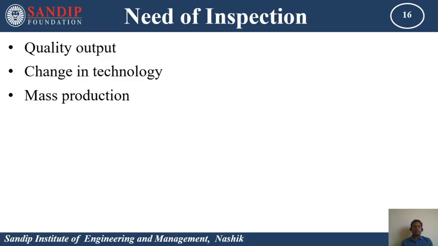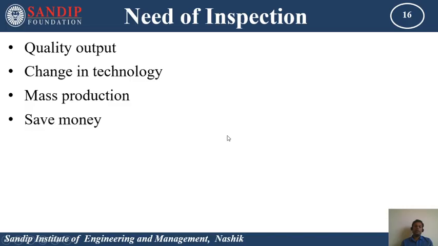If I'm talking about mass production systems, it is not possible to inspect and measure each and every component during mass production because it is a time consuming process. So for that we use sample inspection techniques, and with the help of standard gauges we can also inspect the product, so we can reduce our inspection time.